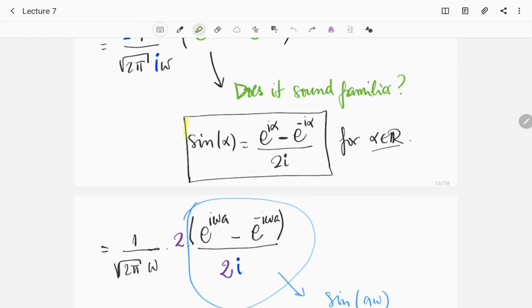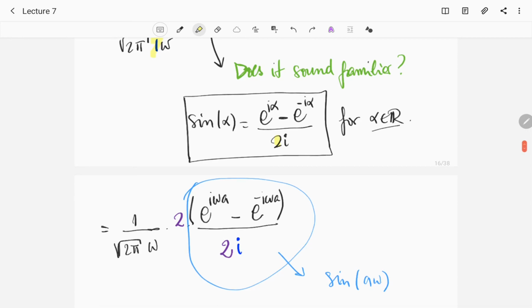And then, since we know this formula, that sine of alpha is equal to this quotient with complex exponentials, we add these 2 times i in a smart way, let's say. We already have this i, so we have this i here, and now if we multiply by 2, to keep the identity we have to divide by 2 also. So now what we get here in this blue circle is exactly sine of a omega, okay?